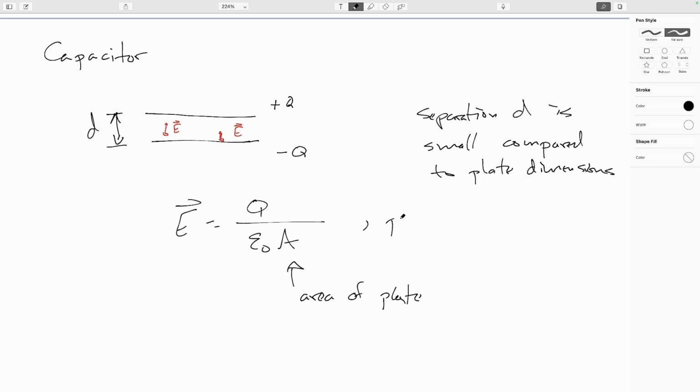And the direction will be from positive to the negative plate. And outside the capacitor, the strength of the electric field is very nearly zero.